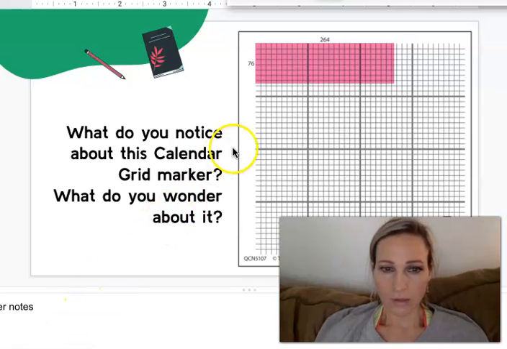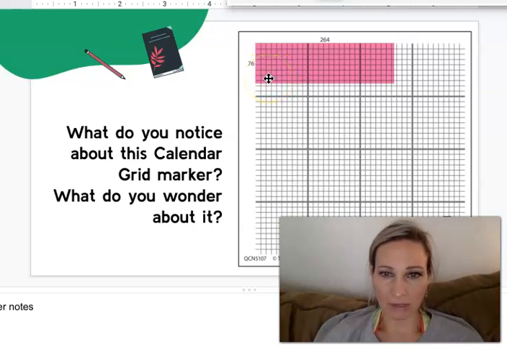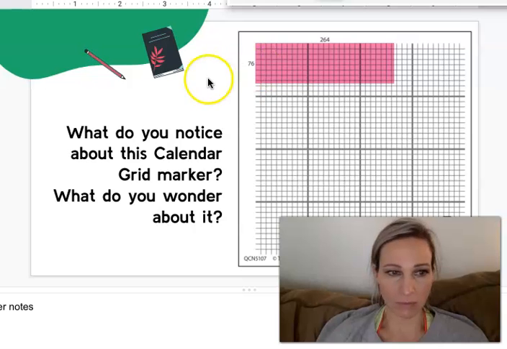Hello, fifth graders. Notice in today's calendar grid marker that the side here shows 76, but when you look at it, it looks like there's only 1, 2, 3, 4, 5, 6, 7, and part of another square shaded in on the side. That might make you think about 7.5 would be how many units long this is. The reason is that this is actually a zoomed out picture of the grid.